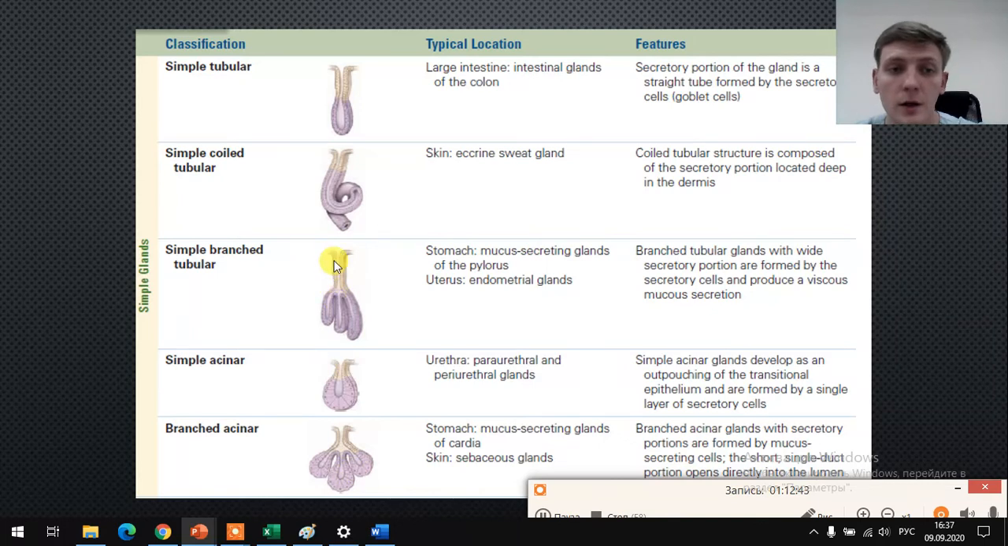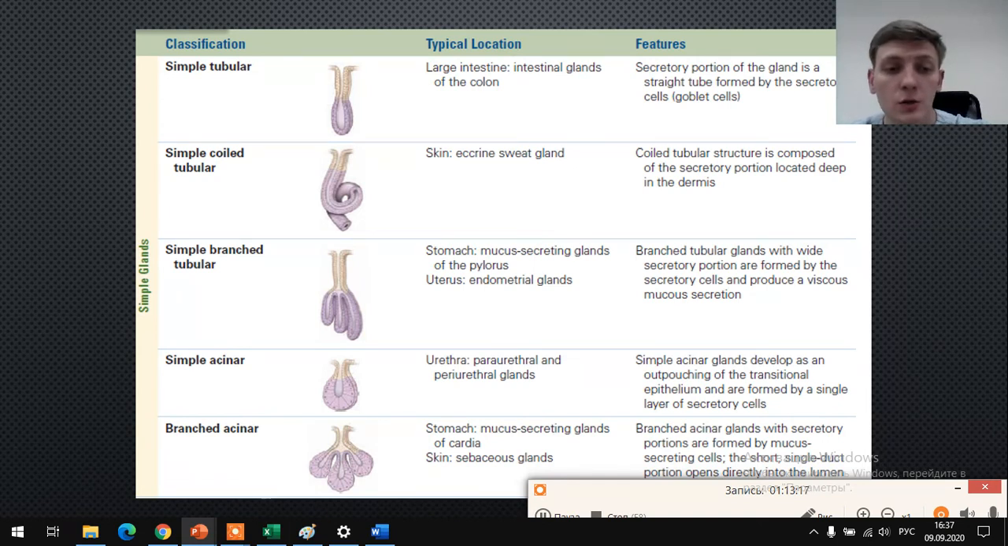So you see, simple tubular glands usually produce mucus secretion, and all acinar glands are producing serous secretion. Once again, mucus secretion is composed of water and polysaccharides. Serous secretion is composed of water and protein. That's the main difference between these two types of glands, and it doesn't matter if it's simple, branched or complex.